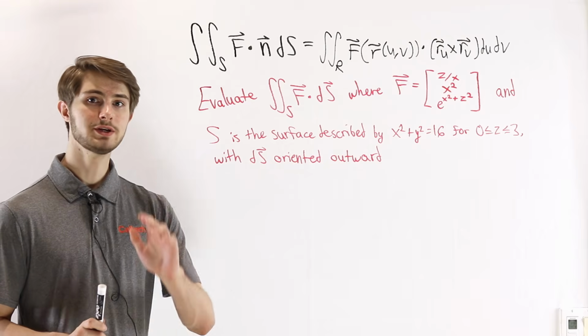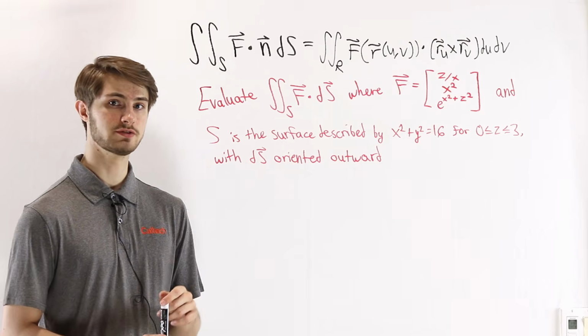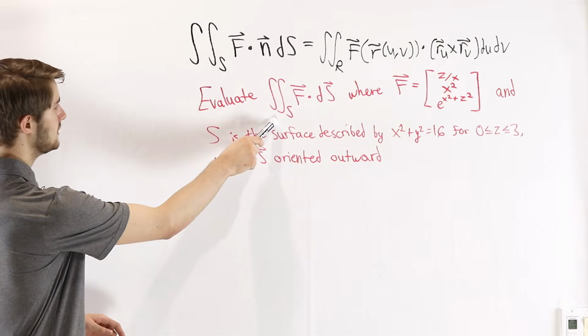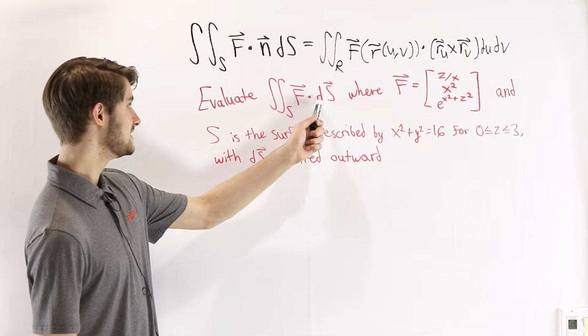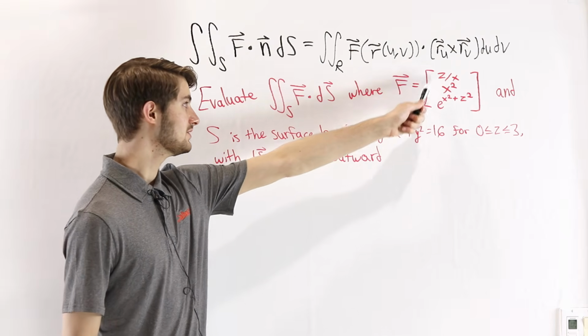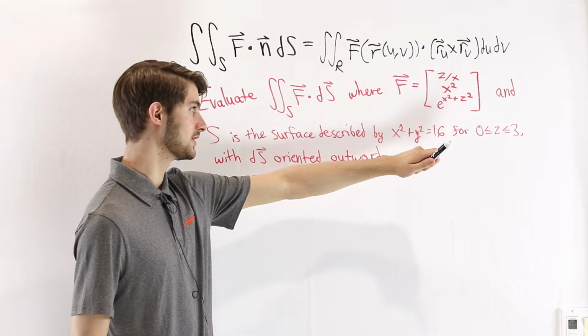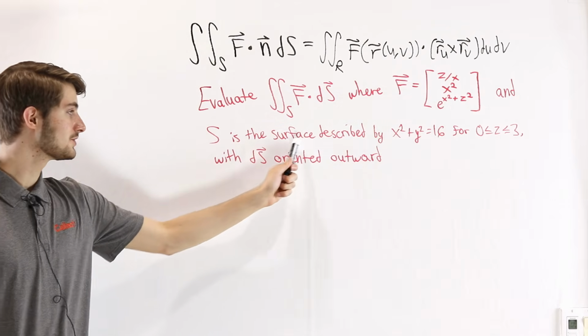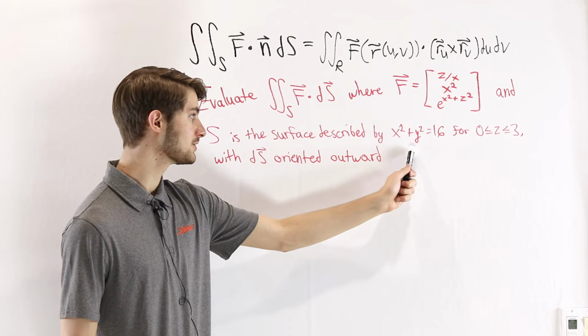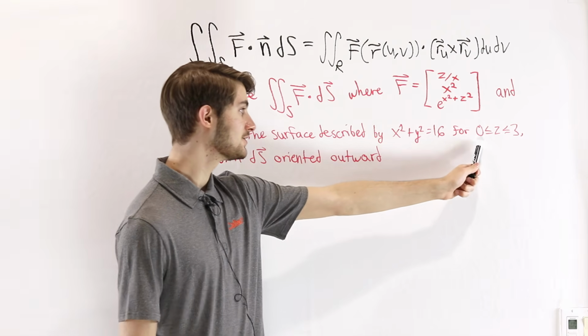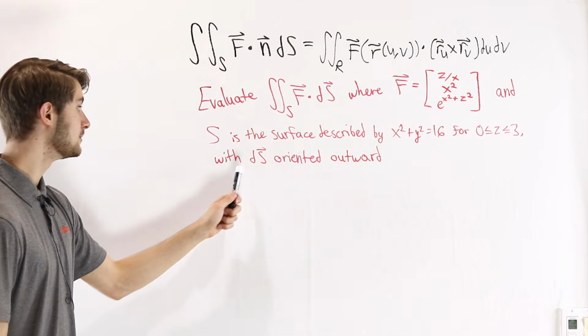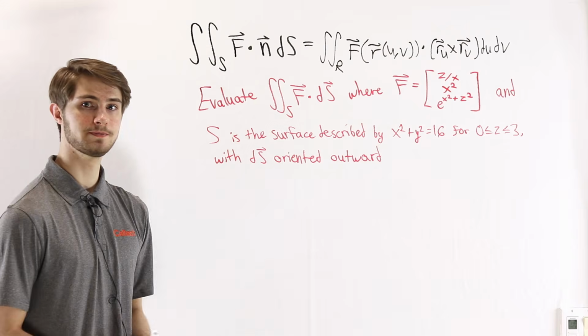So now we'll go through an example of a vector field surface integral. Evaluate the integral over S of F dot dS, where F is z over x, x squared, e to the x squared plus z squared, and S is the surface described by x squared plus y squared equals 16 for z between 0 and 3, with dS oriented outward.